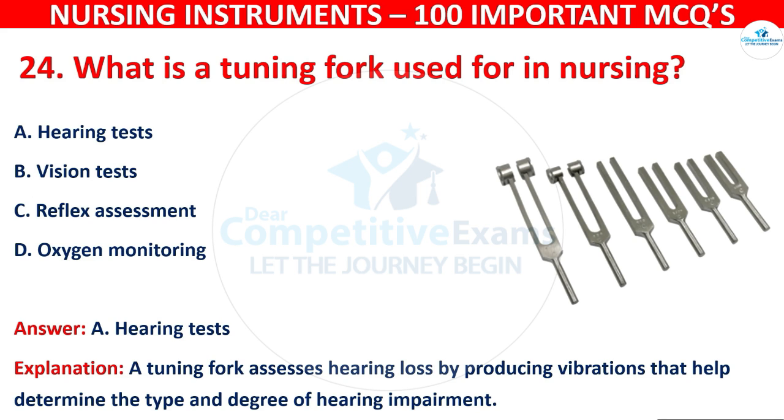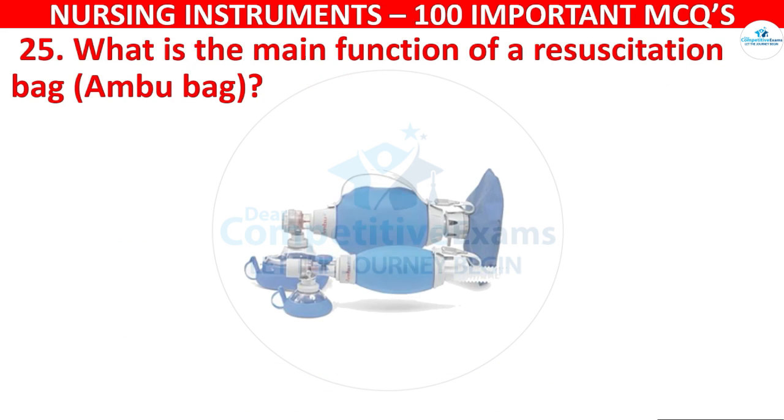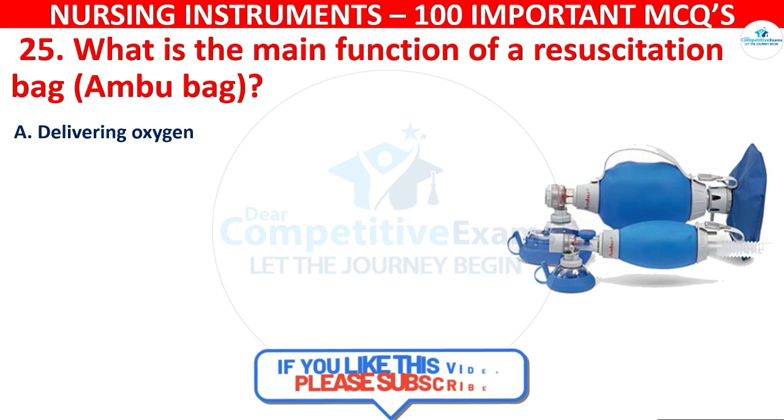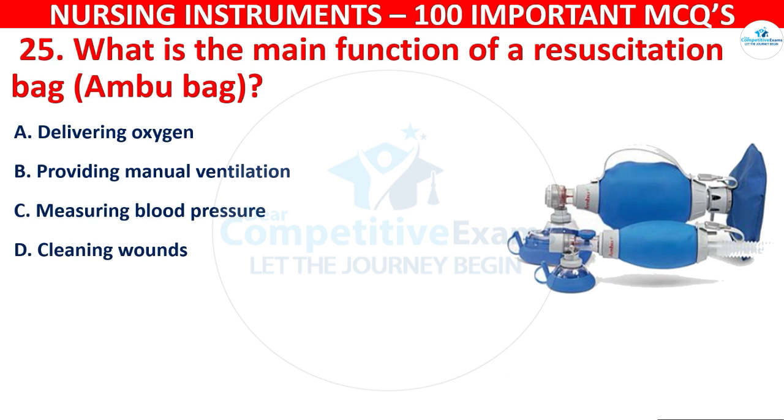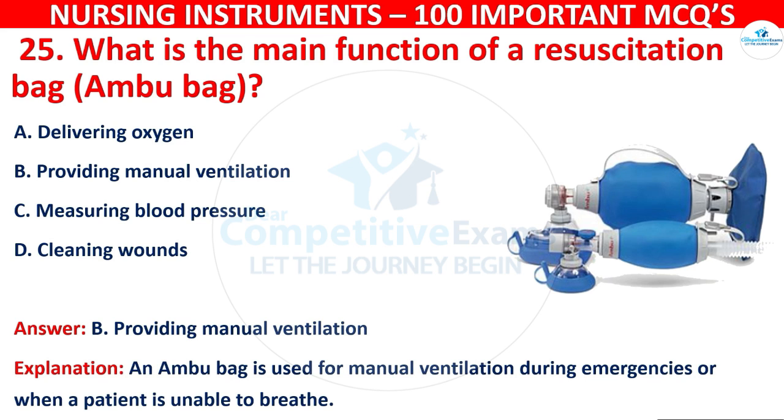Question number 25. What is the main function of a resuscitation bag, Ambu bag? Your options are delivering oxygen, providing manual ventilation, measuring blood pressure, or cleaning wounds. The correct answer is B, that is providing manual ventilation. An Ambu bag is used for manual ventilation during emergencies or when a patient is unable to breathe.